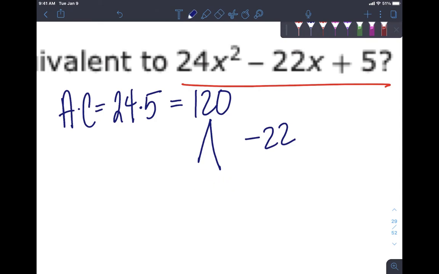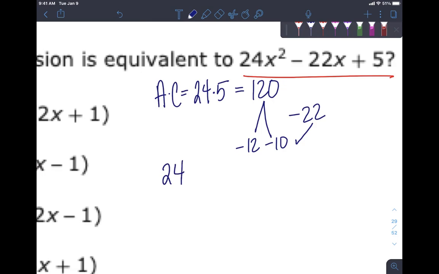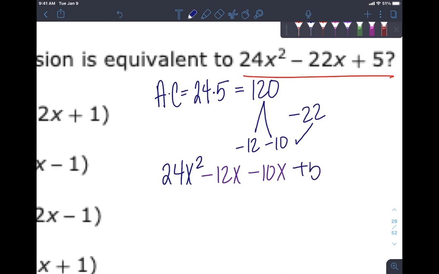So I'm going to say -12, -10. Okay, good. Those are my numbers, -12, -10. All right. So now I'm going to take my equation and split apart that B value. Noticing the only thing that changed was that part that I did in purple.